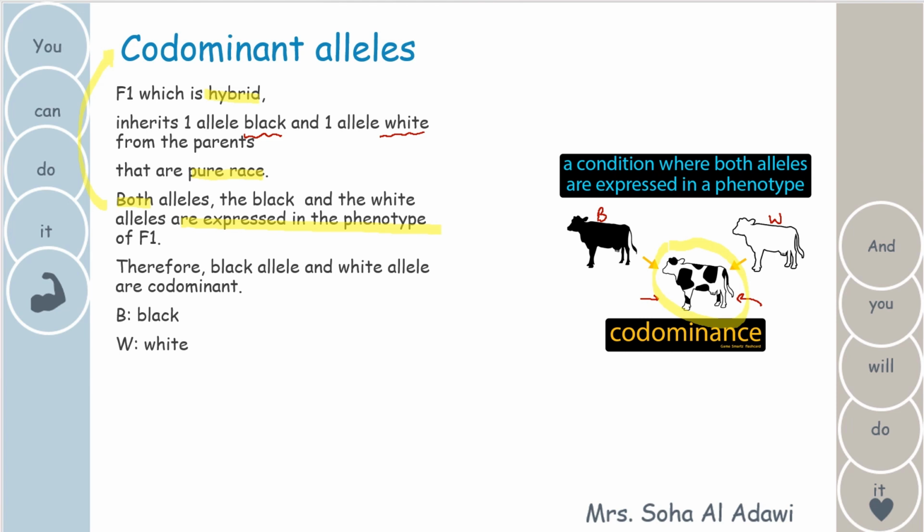And as usual we put the rule. In the case of codominance both alleles are expressed. There is something here you should pay attention to please, the black and white genotype is BW. Okay, so both alleles will be expressed in the offspring.